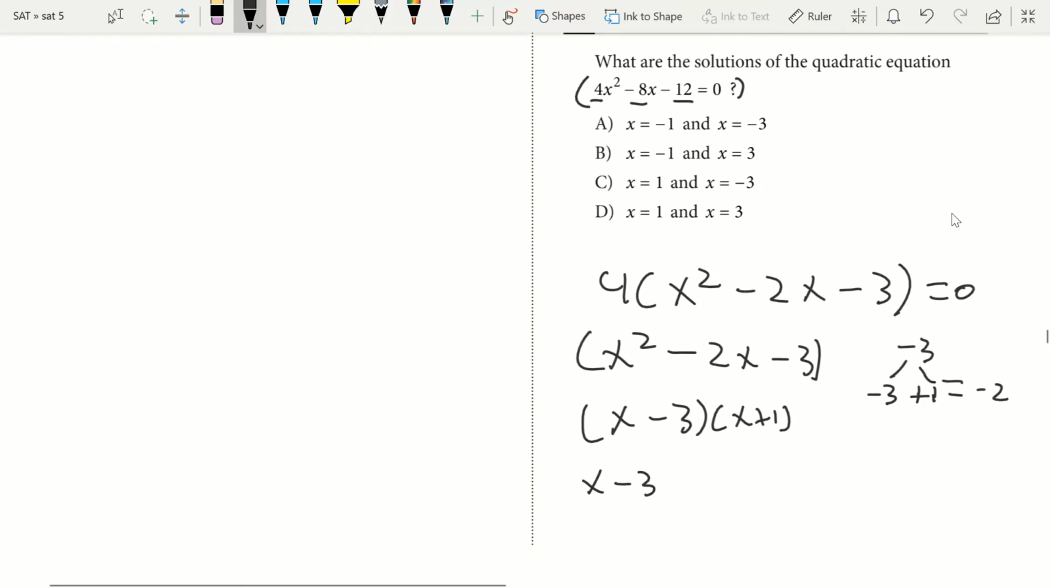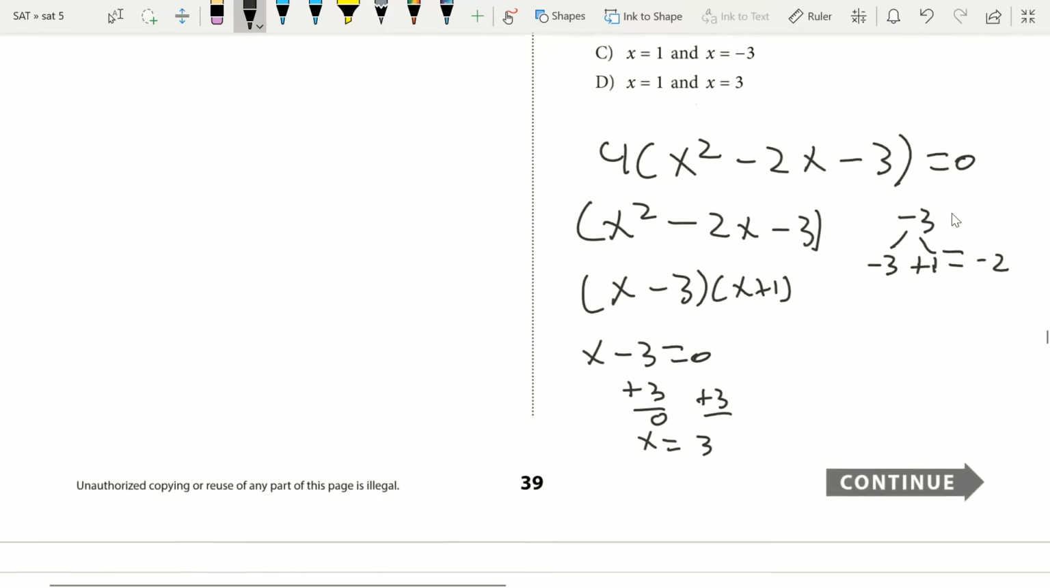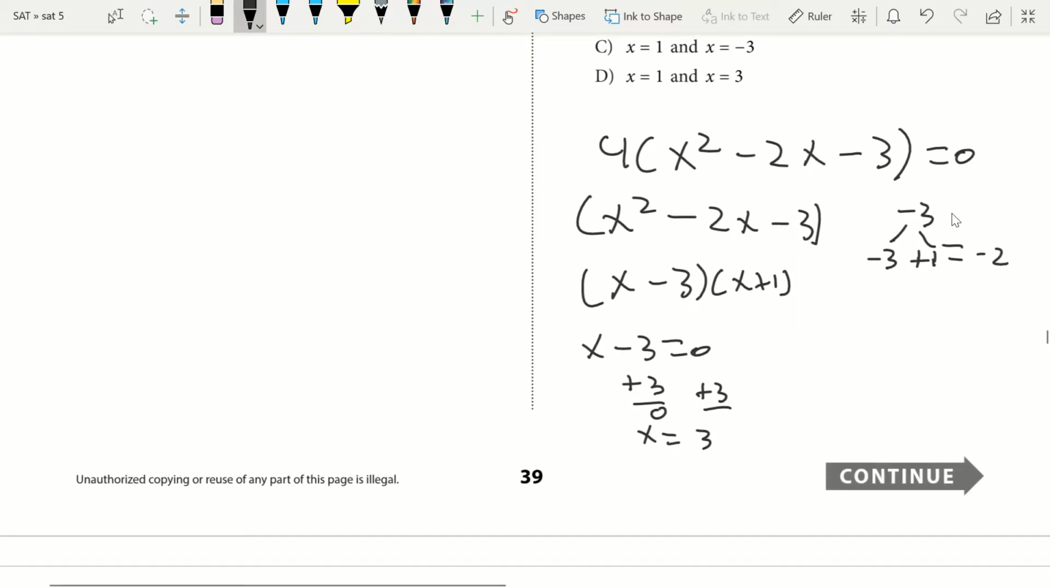So I can set my x minus 3 equals 0, add 3 to each side, and get that x equals 3. Or when I see x minus 3, I can just go ahead and know that it's just going to make x equal to 3. So if you can memorize that, that'll save you time. And then if I see x plus 1, then I know that x will have to equal negative 1.